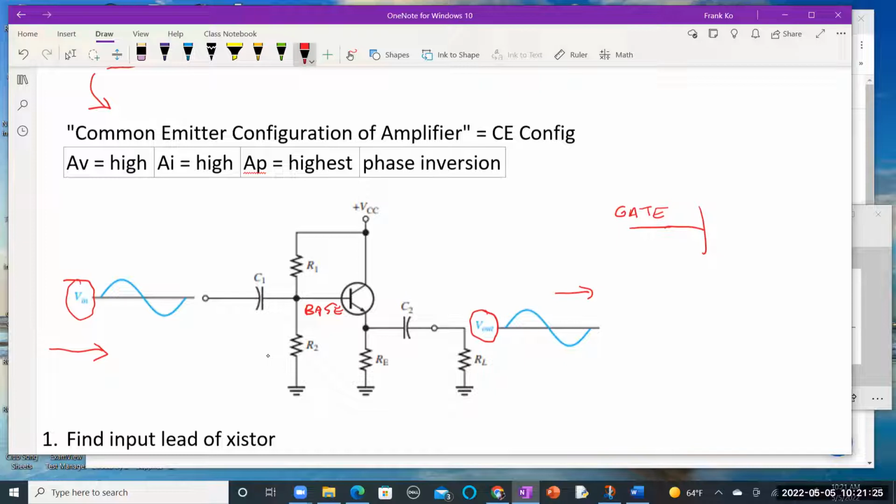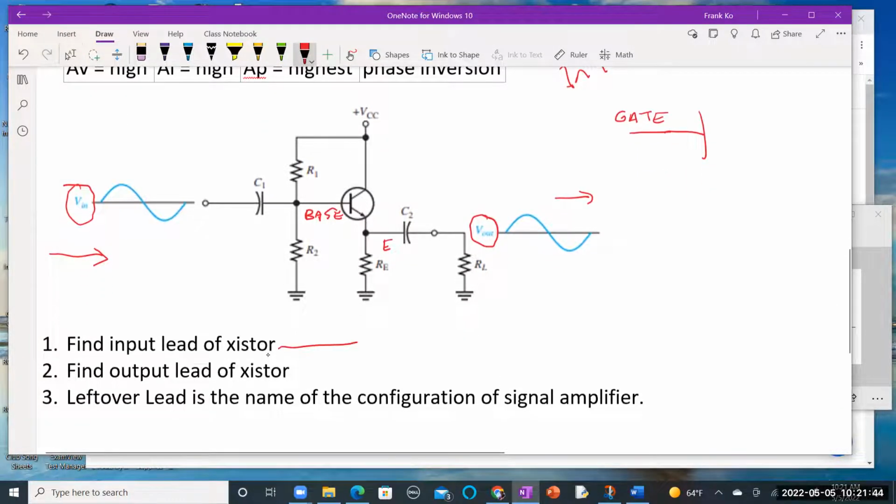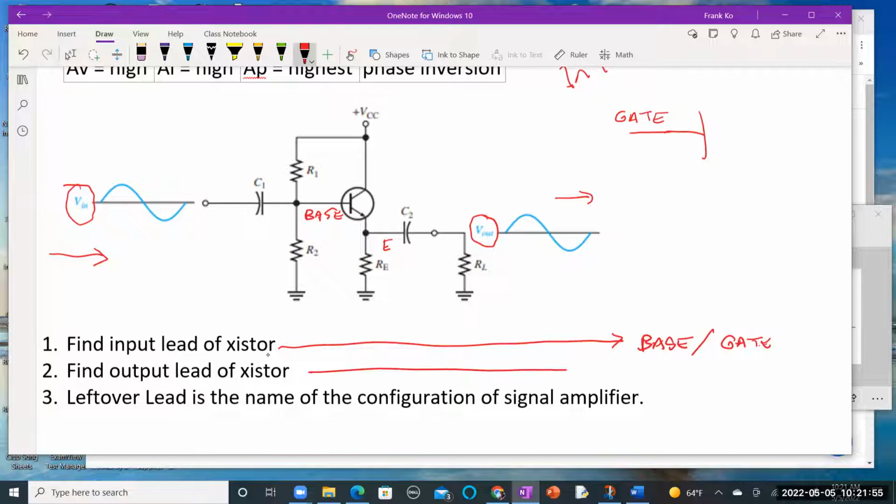Yeah, so it would be in, yes. So in FETs that would be equivalent to going into the gate. Now, where's the signal coming out? It's coming out from the emitter. Precisely. Okay, so let's go ahead and name these now. So the input lead is going to be the base, or in a FET would be the gate. And the output lead in this particular case is the emitter, which in a FET would be the source, yes?